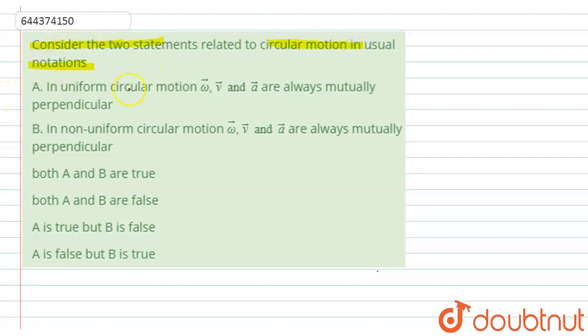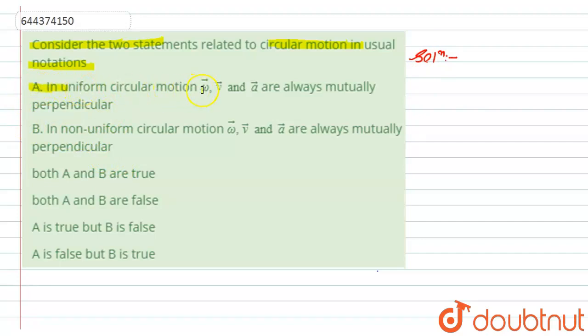Hello students, so the question is, consider the two statements related to circular motion in usual notation. Okay, so let's see the solution. So actually for this question we have given here the two statements, and we have to state which of the statements is true and false. Okay, so for that let's see the first statement, that is A.